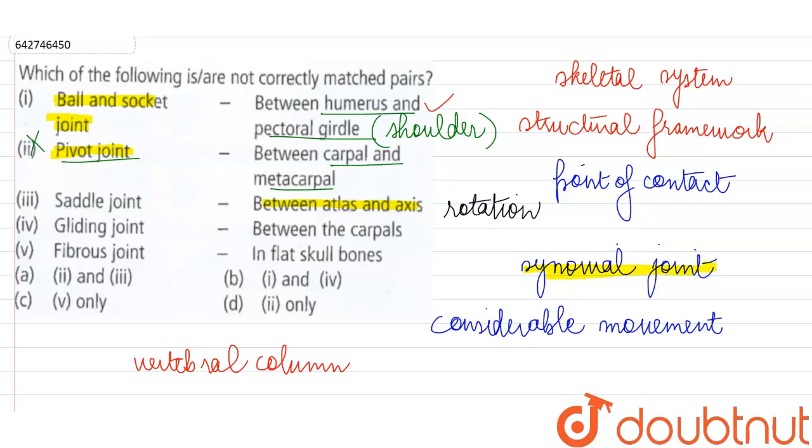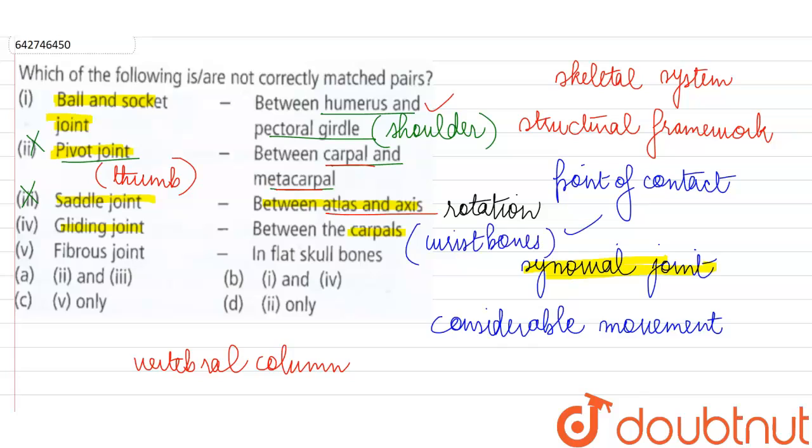Next they are saying saddle joint. Again, saddle joint is a synovial joint, and this we are going to find particularly in our thumb. So between the carpal and the metacarpal bones of the thumb, saddle joint is found, but here they are saying atlas and axis, so again incorrect combination. Next they are saying gliding joint. So gliding joint we will find between the carpals, that is the wrist bones. This is a correct combination.